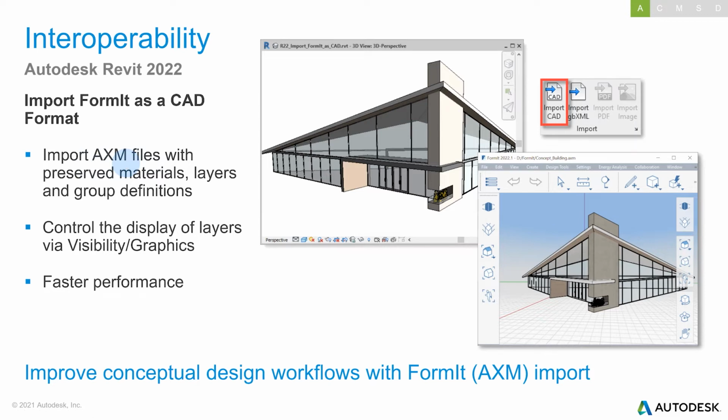And just like those other examples, the layers from the Formit model also translate in so that we can use the visibility graphic overrides to control what we want to see from that Formit model specifically. So it's good to see that we've got some good extra interoperability features, even if it's non-Autodesk software like Rhino, but more so with their Formit tools as well.